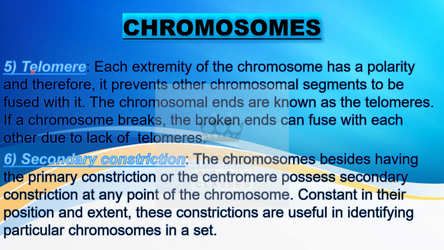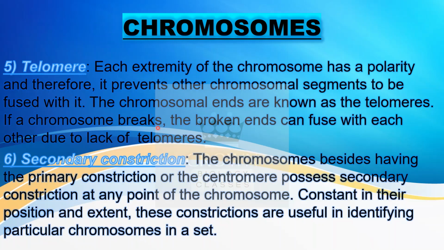The fifth component involved in the formation of structure of chromosome is telomere. Each extremity of the chromosome has a polarity and therefore it prevents other chromosomal segments from being fused with it. Due to this polarity, the other chromosomal segments cannot fuse with it. The chromosomal ends are known as the telomeres. So telomeres are the ends of the chromosome which possess polarity.